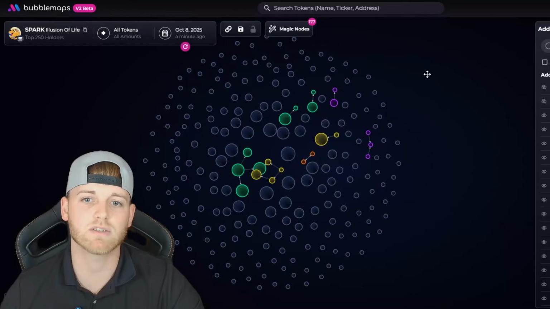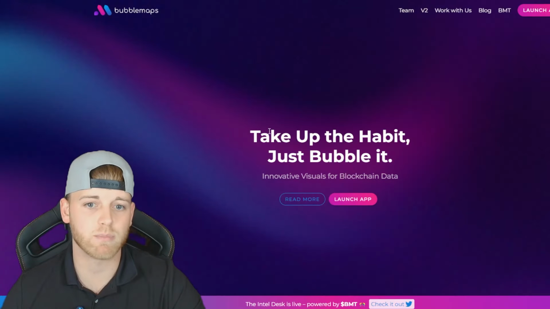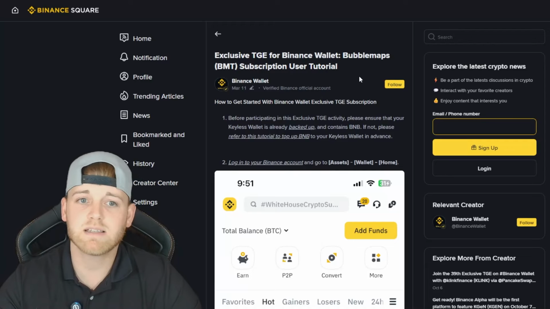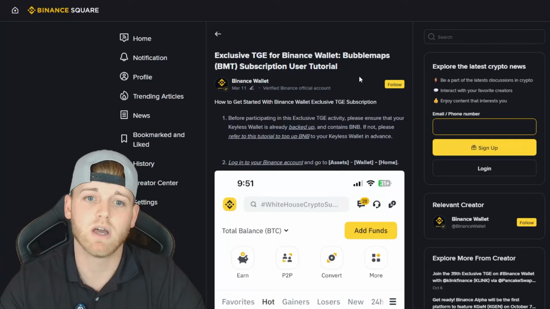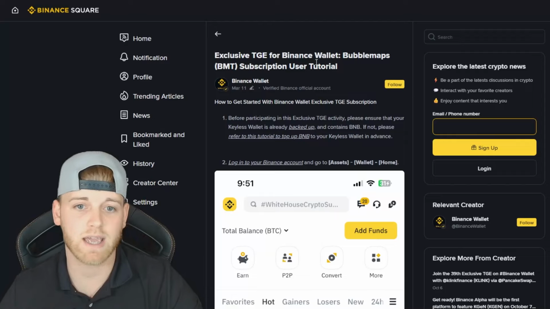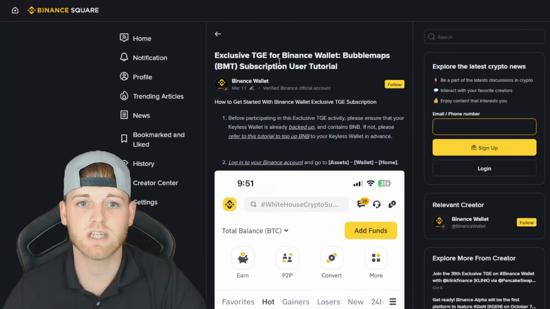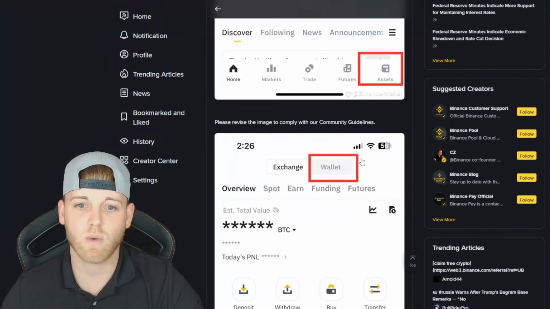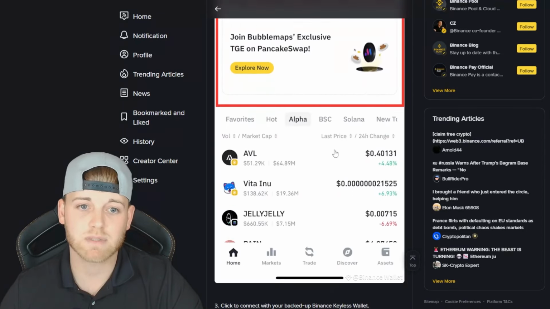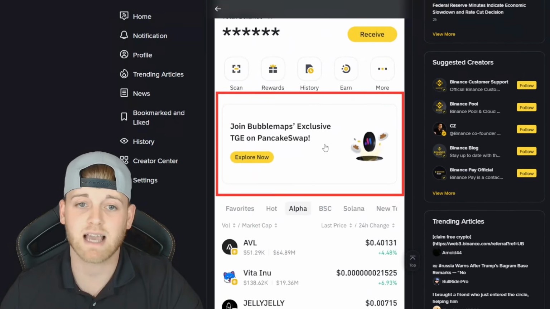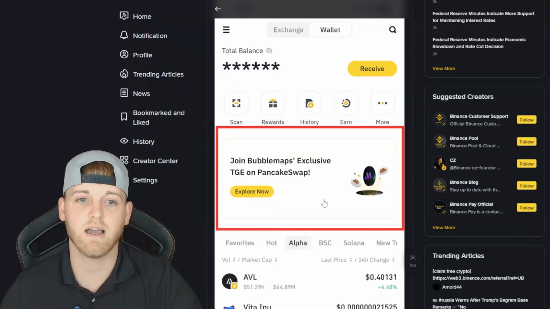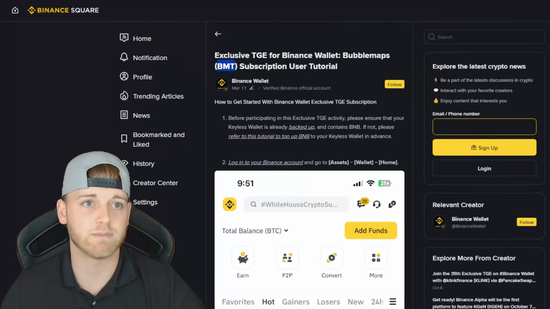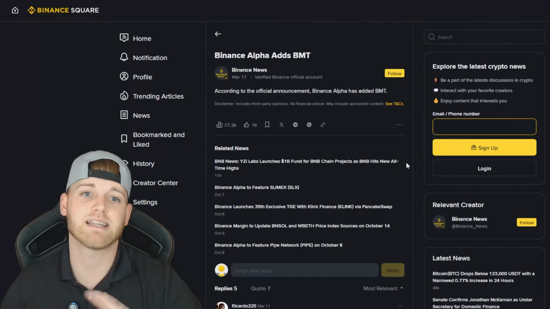Now the story behind it and the story behind the launch is very important. Okay, so let's get into that right now, because it started off with Binance Wallet supporting them for a potential airdrop. This is essentially what happened here. Exclusive TGE for Binance Wallet. Bubblemaps BMT is the token here, and they had a way that you can claim BMT through the Binance app. So there's a massive airdrop here over on the Binance app, which again is massive for exposure for an asset like this.